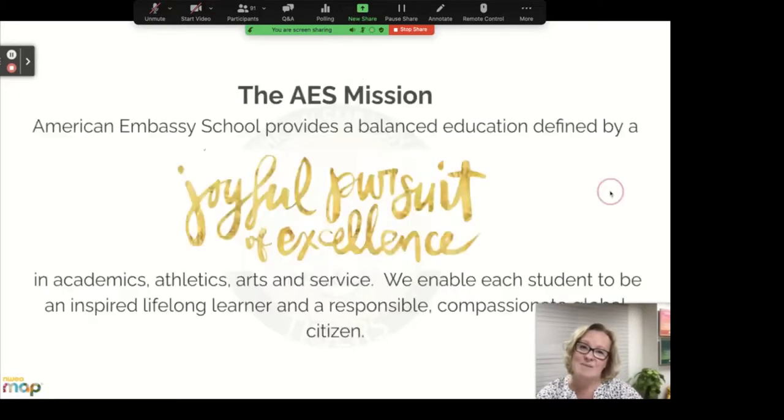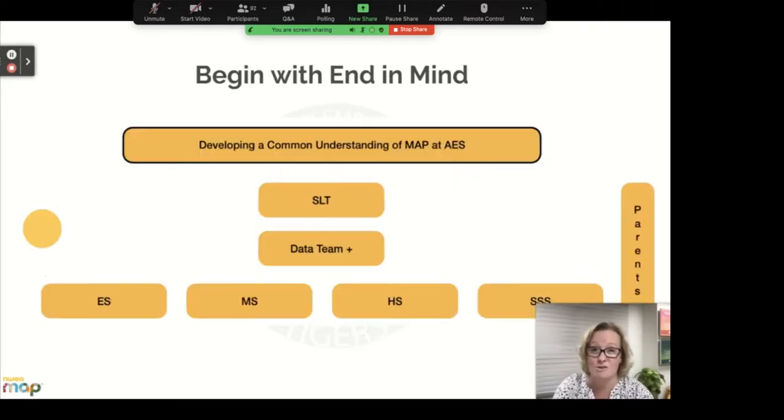Now, AES, we talk about the joyful pursuit of excellence, balanced education in academics, athletics, arts, and service. This joyful pursuit means that we have always put the well-being of our students at the forefront. What we've learned through COVID is that we have to take care of their social emotional well-being more than ever. And it's important that all of us, the teachers, the administrators, the counselors, and parents are part of that process. That is why we are developing this common message, so that we have the common understanding to help keep it in perspective for our students.